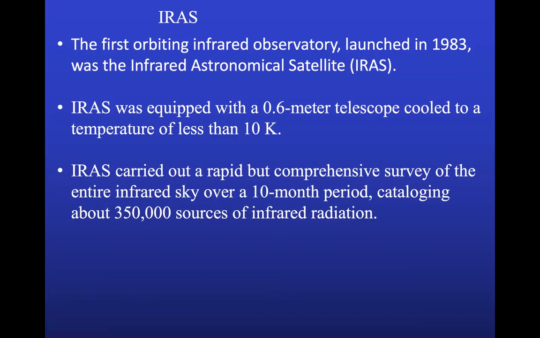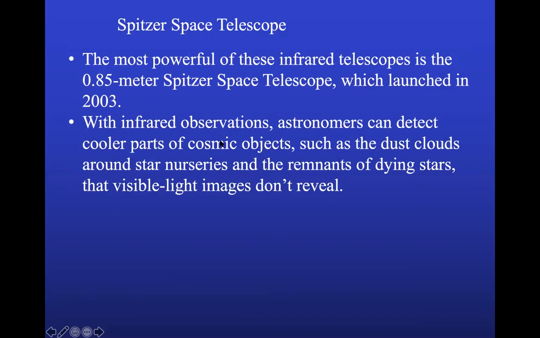which emit infrared radiation, right? So this catalog is available for anyone for free to use now, and that is the basic operation and what IRIS did for infrared astronomy. And the next one is actually the Spitzer Space Telescope, and this is one of the most powerful telescopes. It has a primary mirror of 0.85 meters, and it was launched in 2003.